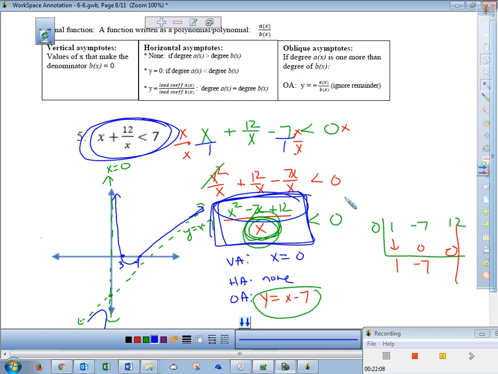So back to the inequality. We want to know where it's less than 0. Less than 0 means below the x-axis. That whole branch right there, and this nugget right here. Cool. Let's write that in interval notation. Starting from left to right, this branch goes on forever and ever, so doesn't it go from -infinity all the way up to this vertical asymptote, which is located where?